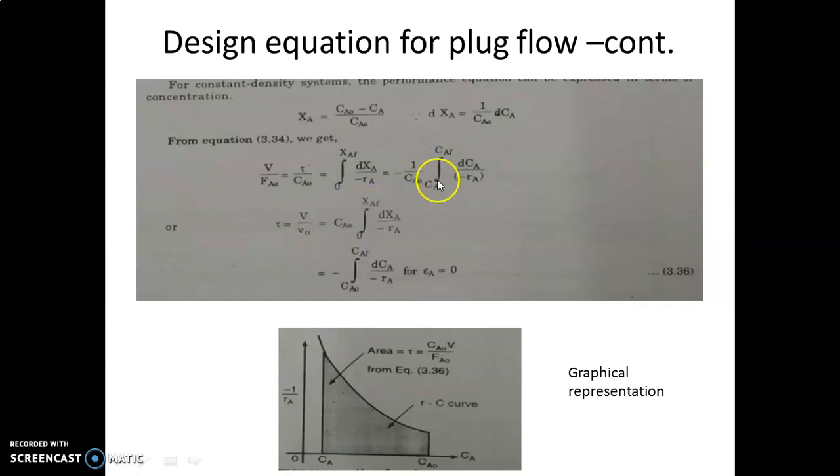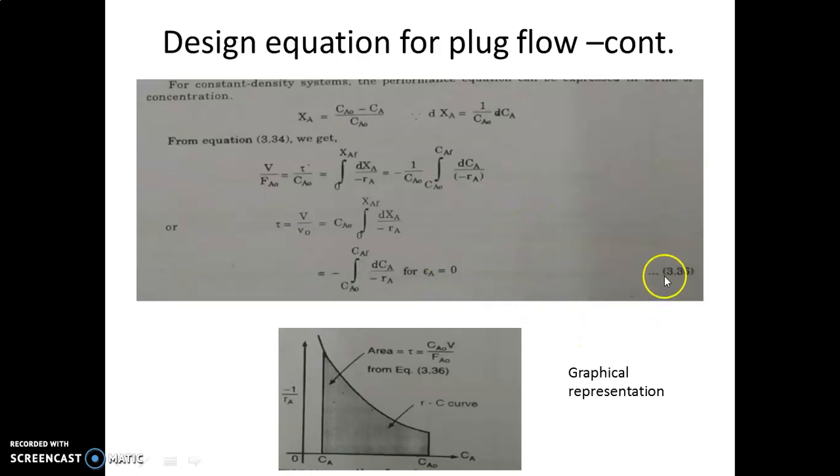Then if we put the value of dXa in this equation, this Ca0 gets cancelled, and tau is equal to this: minus sign, Ca0 into integration from Ca0 to CAf of dCA upon minus Ra. So this equation is applicable for epsilon A equal to 0, that means for a constant density system.